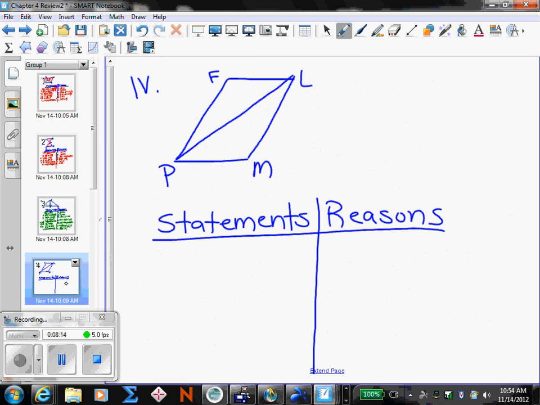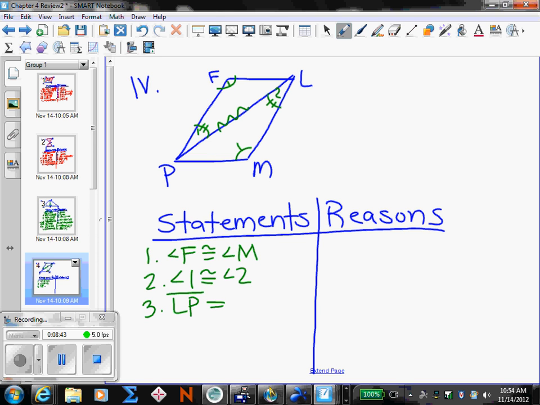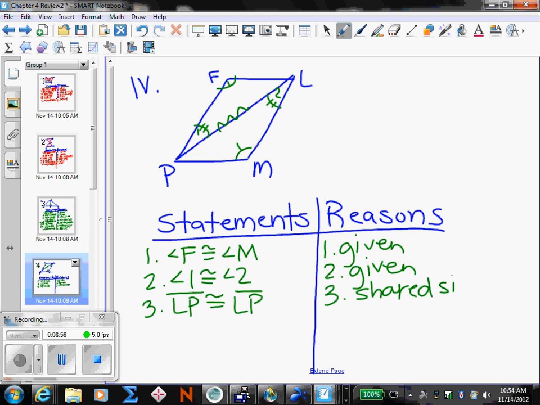And then the last one, proof 4. We are given that angle F is congruent to angle M, so I'm going to mark those congruent. I'm given angle 1 is congruent to angle 2, so I'm going to mark those congruent. And then we have a shared side. So this is probably the easiest proof on the sheet. We have our two givens. And then we have our shared segment. So given, shared segment, or shared side, or the reflexive property.